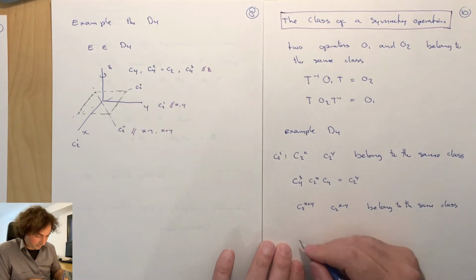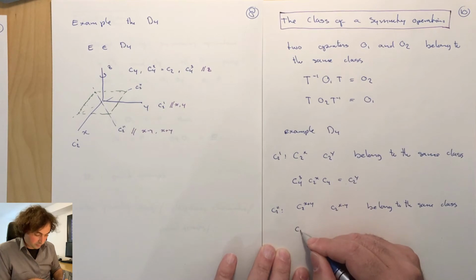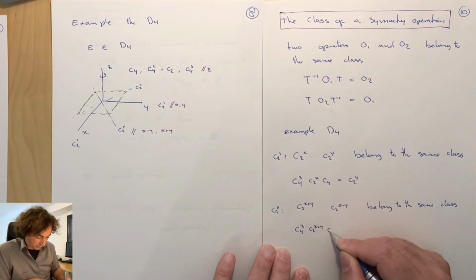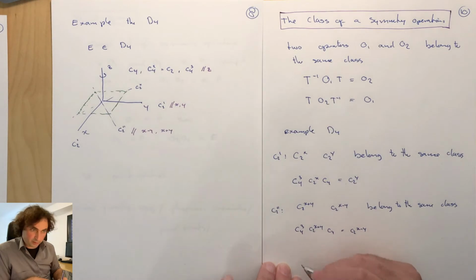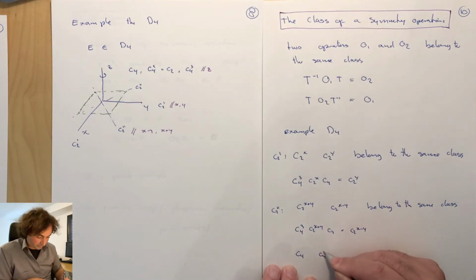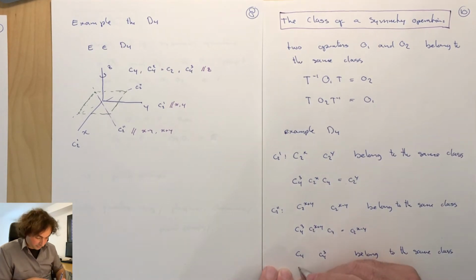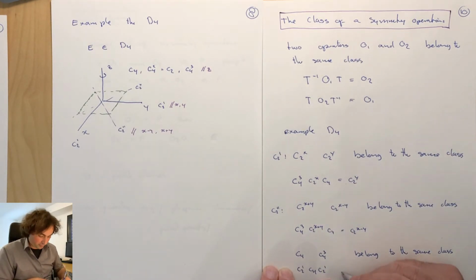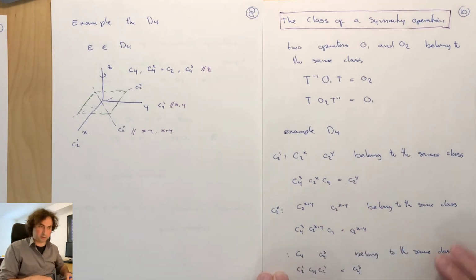And for that you have, again, this we call the double prime: C4 cubed C2 X plus Y C4 is C2 X minus Y. And then we have one more case where two operators belong to the same class, and that is C4 and C4 cubed. Because if we look at C2 prime, C4, C2 prime, and C2 prime is its own inverse, then this is C4 cubed. So again, we have a class here.